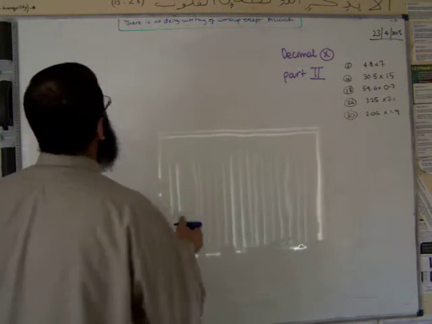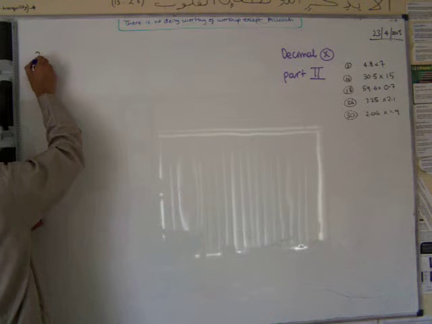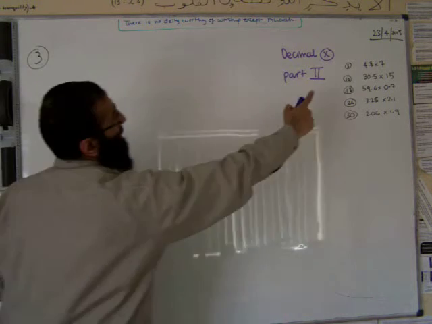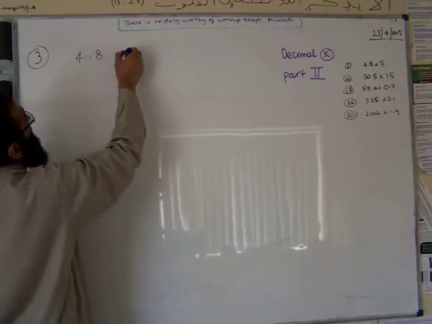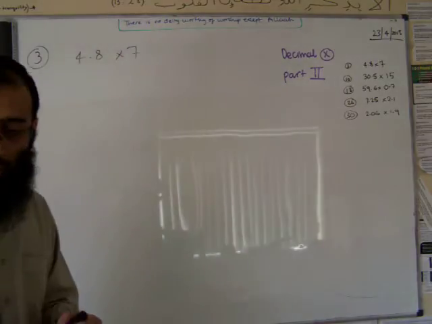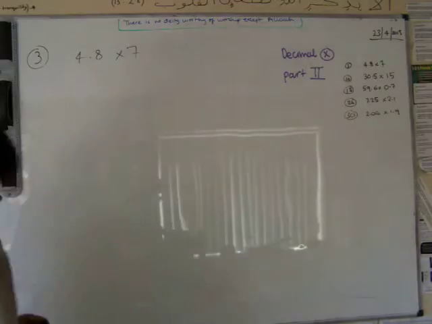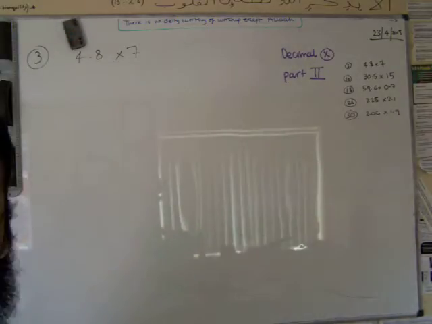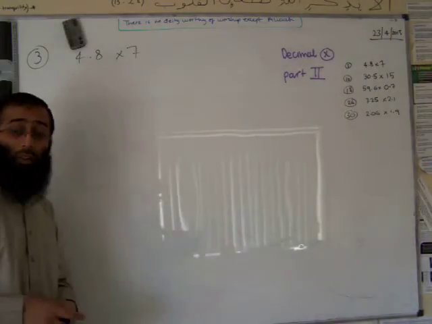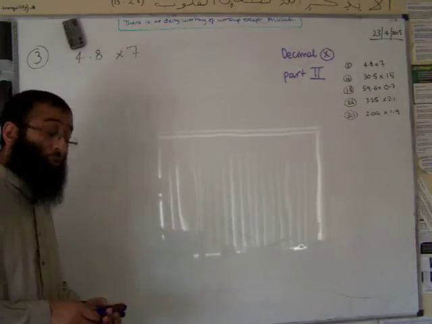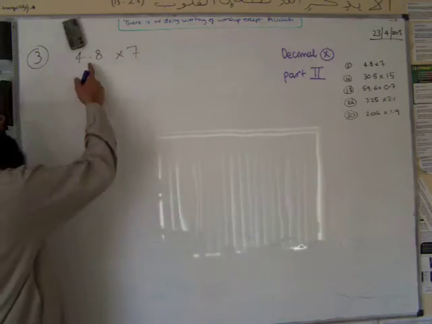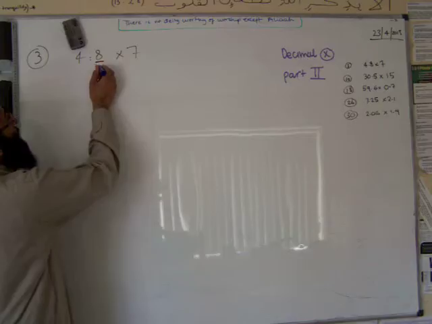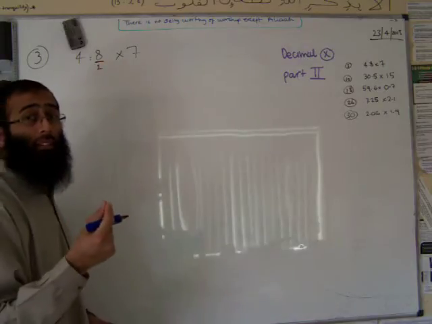Okay, first, question number 3. 4.8 times 7. According to our rule, we need to count the number of decimal places. We have 1 decimal place in the question.